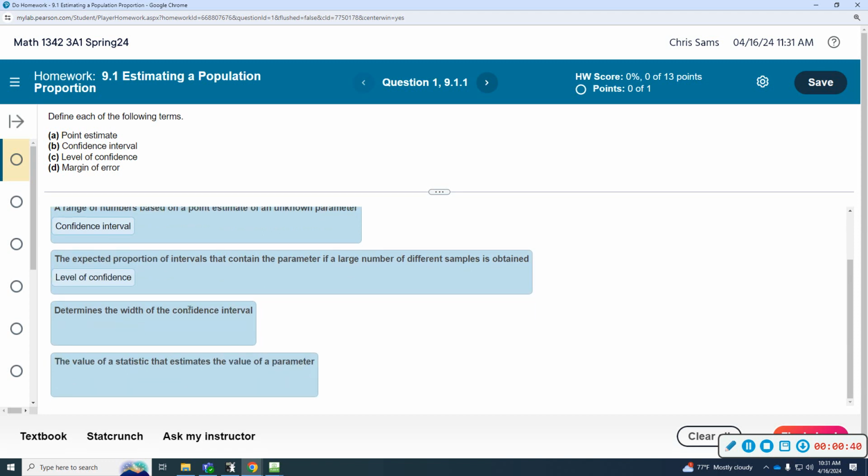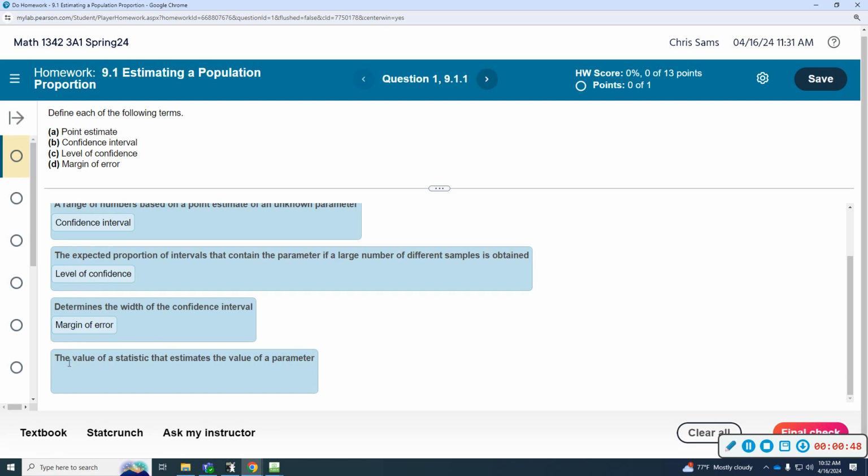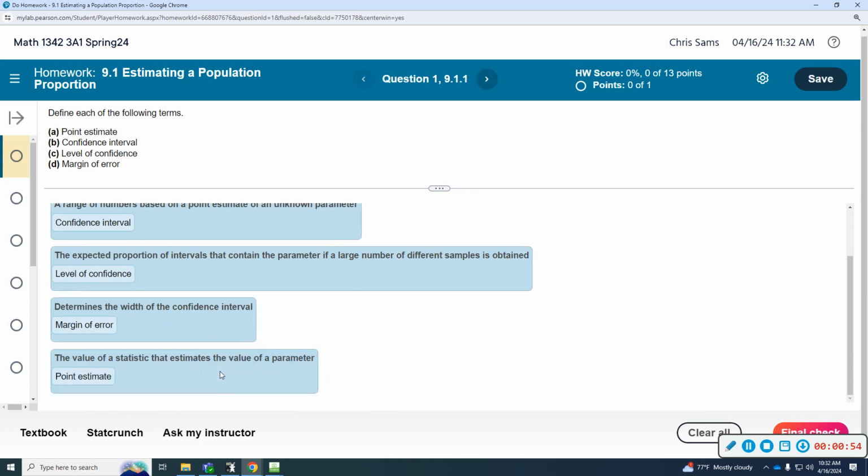Determines the width of the confidence interval, the margin of error. So we add and subtract to it. And then the value of the statistic that estimates the parameter. So that would be the point estimate. So these are just vocabulary terms that you want to match.